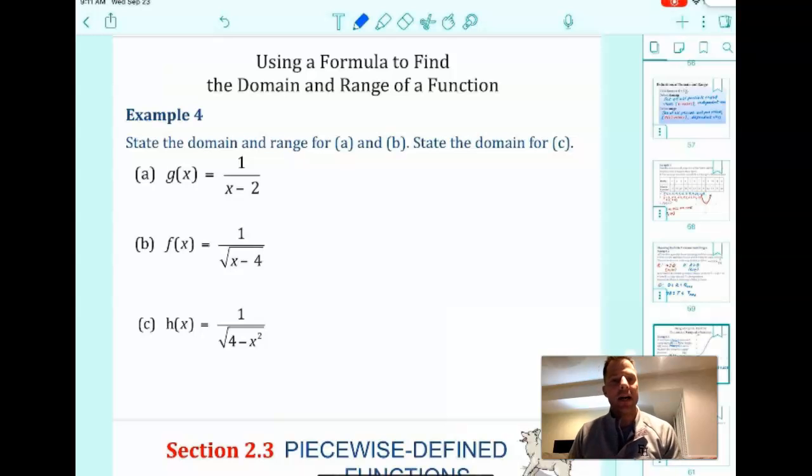And this is, can you find the domain and range of a function? Now, for A and B, we're going to state the domain and range. Part C, just the domain.